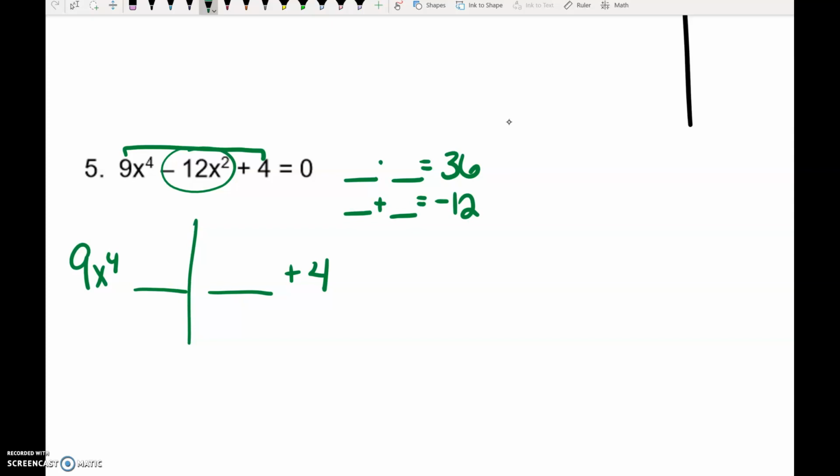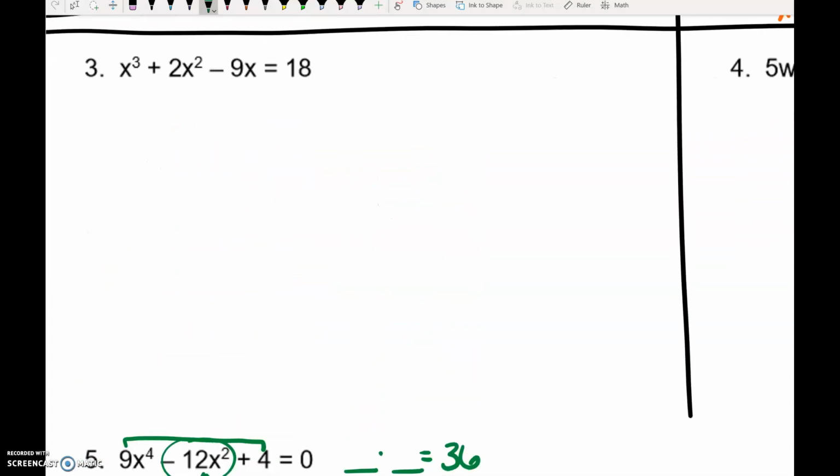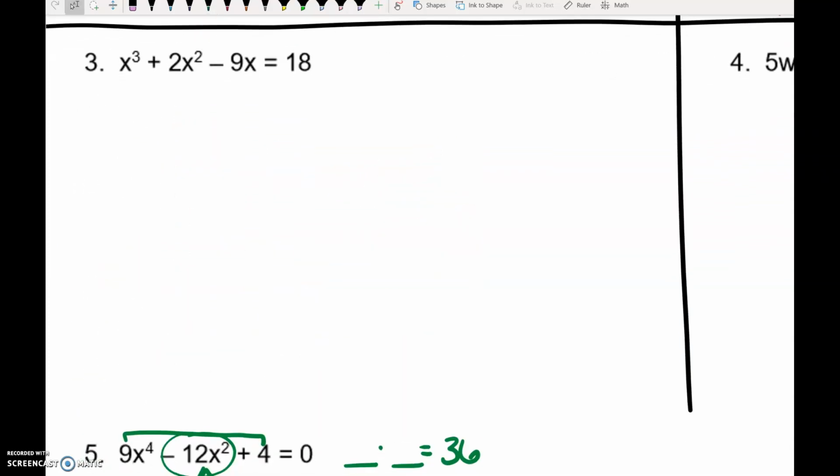So whatever those numbers are, it's actually negative 6 and negative 6, you'd put negative 6x squared and negative 6x squared because you're taking that 12x squared term and splitting it up using those numbers. And then you'd factor by grouping and solve and whatever. Do you want to try number 3 on your own? Or do we feel like we're good? We're good? Basically, there's nothing super new about today.